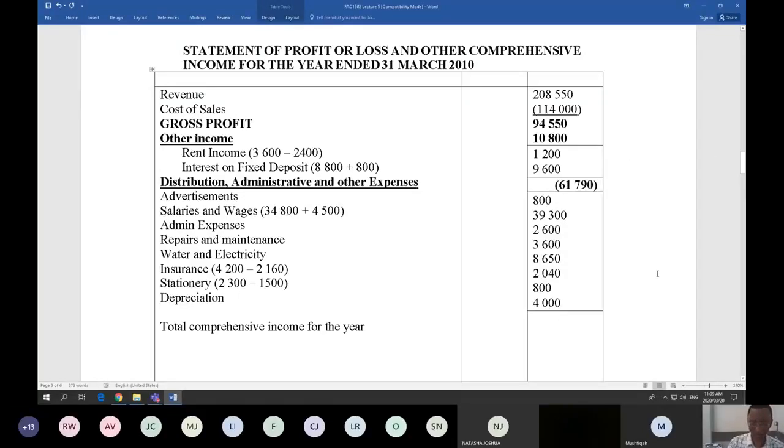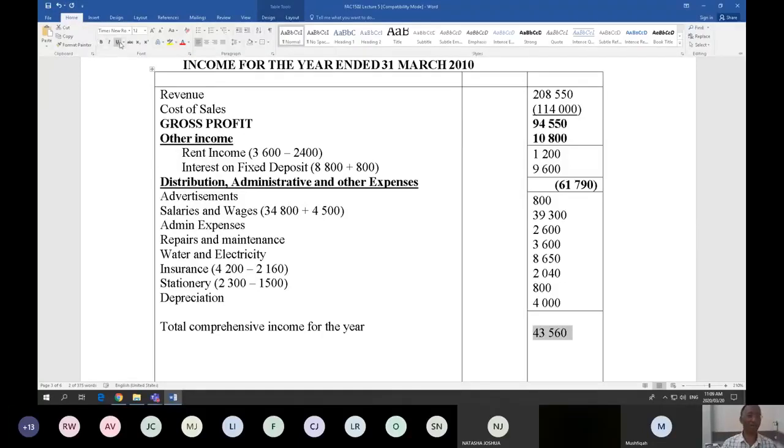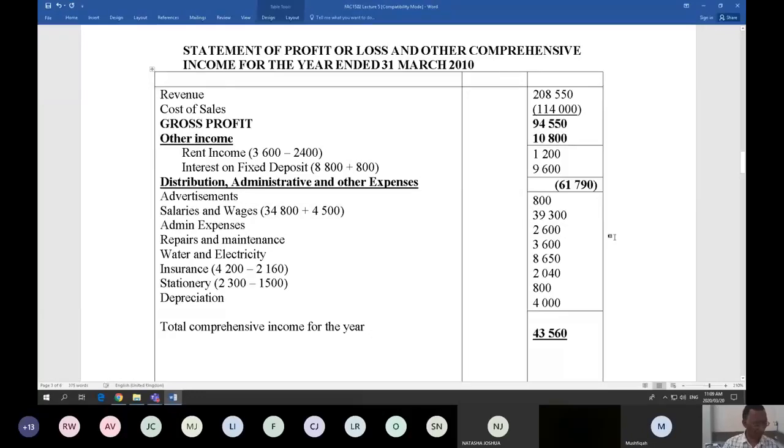It's the gross profit plus your other income minus your distribution, administrative and other expenses, and that will give you a total comprehensive income for the year of 43,560. 43,560 guys, and that is the answer then for the first section, which is then the statement of profit and loss and other comprehensive income for this year.